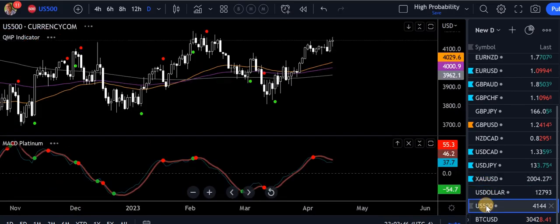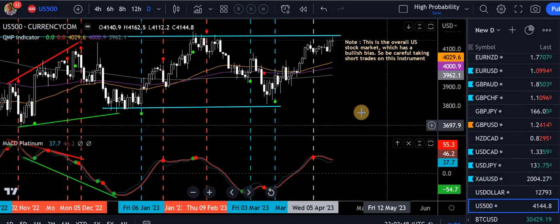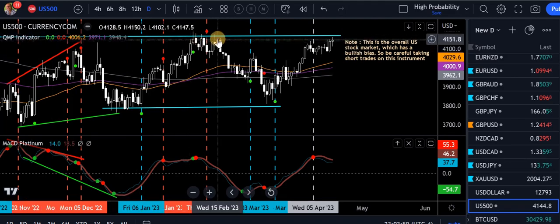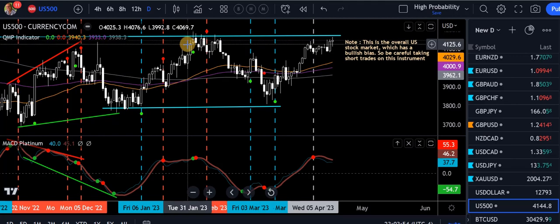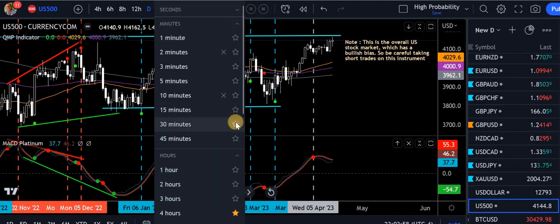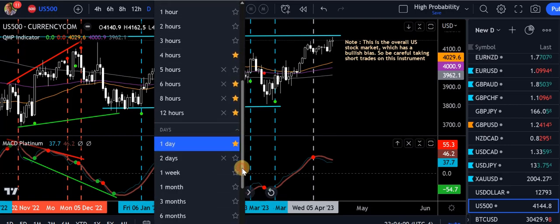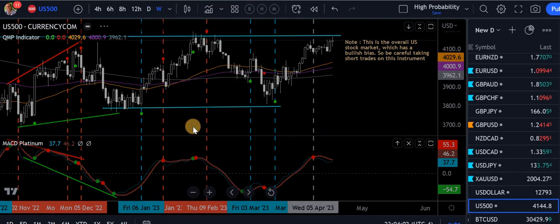US 500, the US stock market. Now we're getting up to our favourite blue line again, which has been on my charts forever. Price has touched it. Look at this now. How many times has this line been touched? We'll just have a quick look to prove it. This line's been on my chart for a long time. If you've watched any of my videos, you would see it.